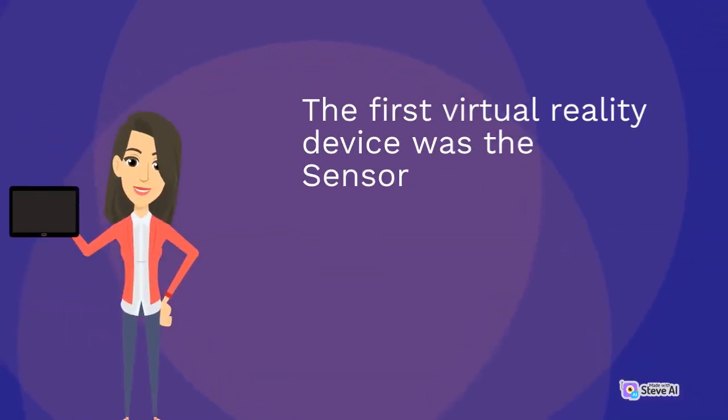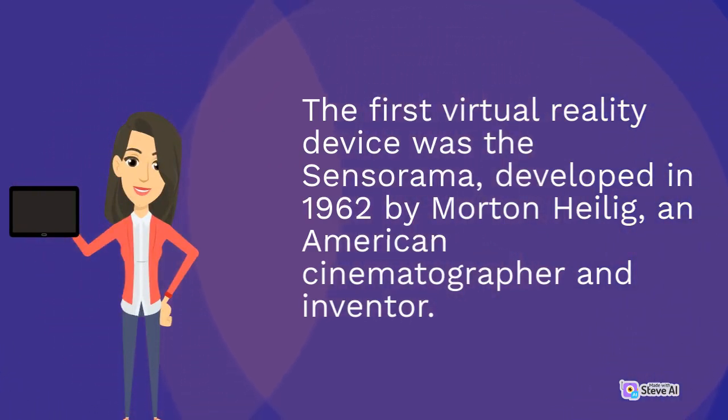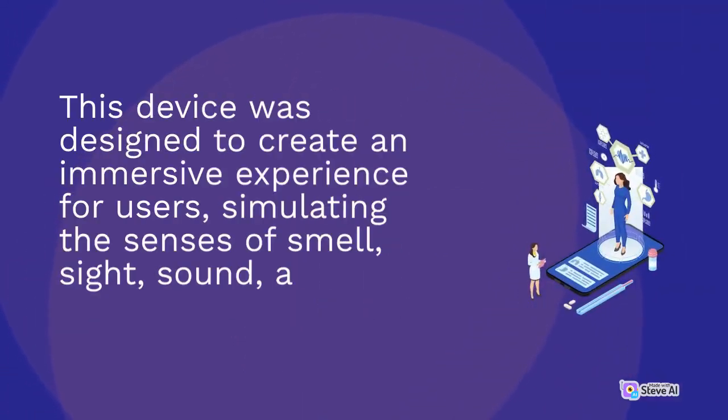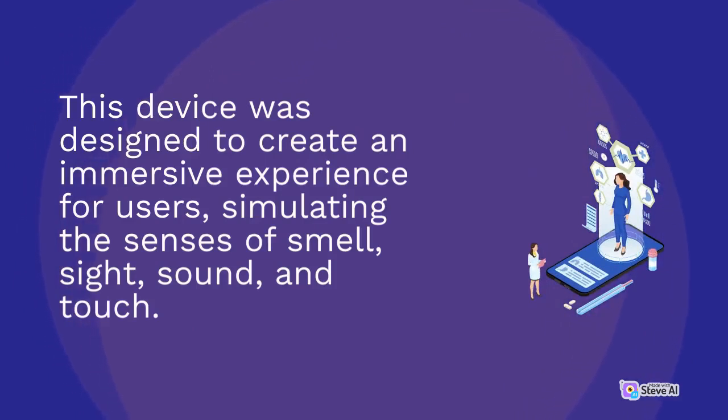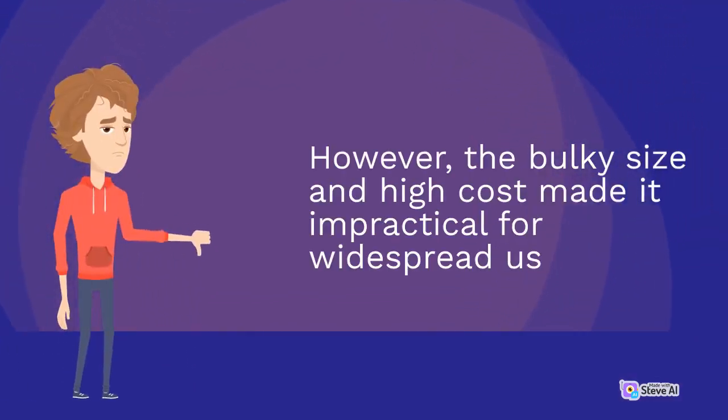The first virtual reality device was the Sensorama, developed in 1962 by Morton Heilig, an American cinematographer and inventor. This device was designed to create an immersive experience for users, simulating the senses of smell, sight, sound, and touch. However, the bulky size and high cost made it impractical for widespread use.